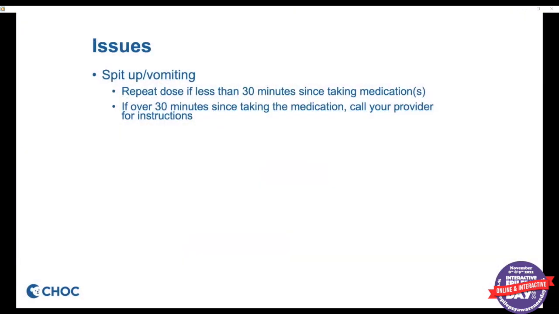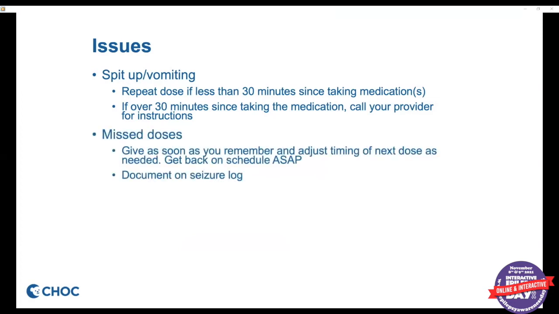Be prepared for the occasional unpredictable and unplanned situation. If you or your child spits up or vomits within 30 minutes of taking an oral medication, it is safe to repeat the dose, since it takes roughly 30 minutes to an hour for most drugs to be absorbed from the stomach. The risk of having a breakthrough seizure due to low drug levels is often greater than overdosing on the antiepileptic. When in doubt, call your provider.